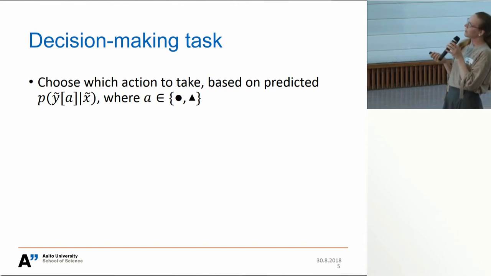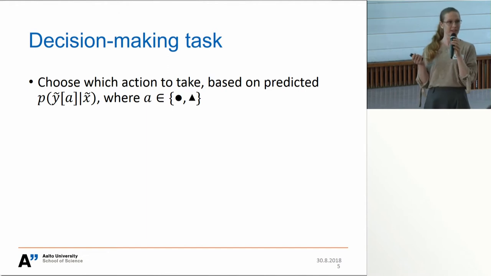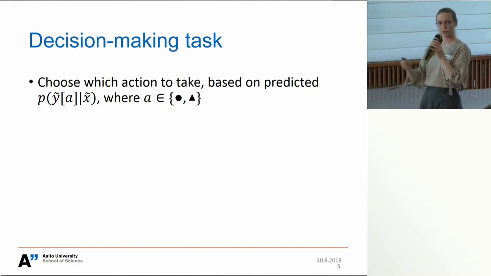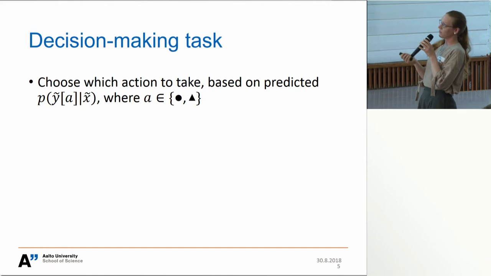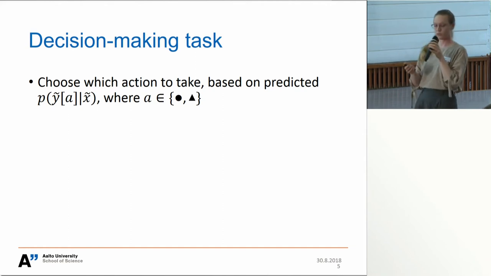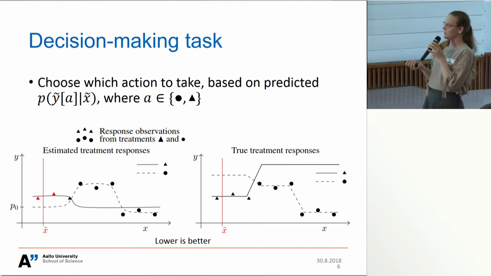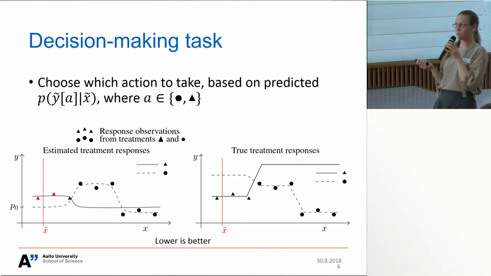So consider a case where we have two possible treatments, circle and triangle, and then we have learned a model of what would happen to our new patient who walks into the doctor's room, X tilde, and we have predictions of both potential outcomes. Now imagine that the data that we have about the whole process is as shown here and here. I will describe this. On the y-axis we have the outcome, on the x-axis we have the covariates, and the observations are marked with circles and triangles. Here on the left, we see what our flexible model that can model individualized effects thinks. And here on the right, we have the true treatment responses.